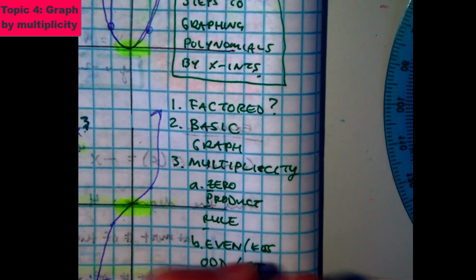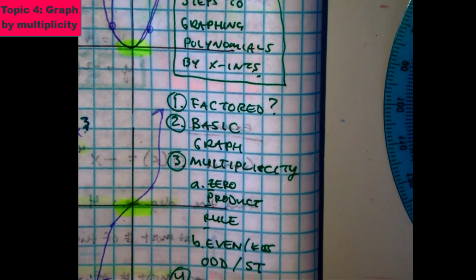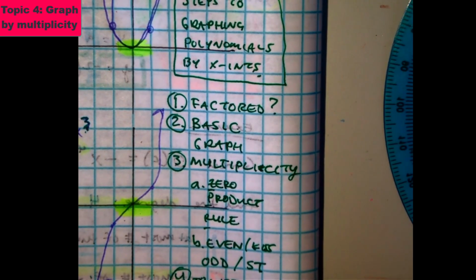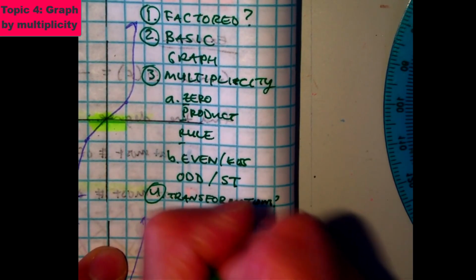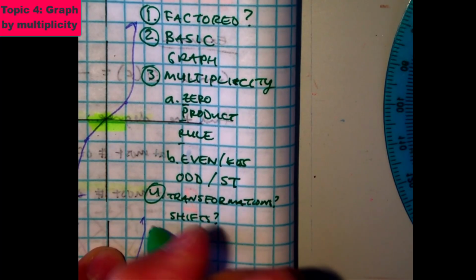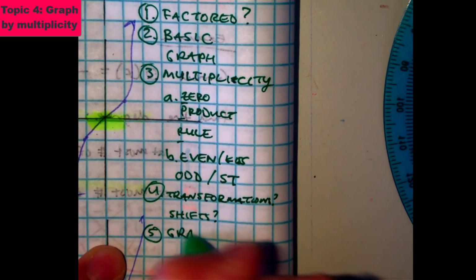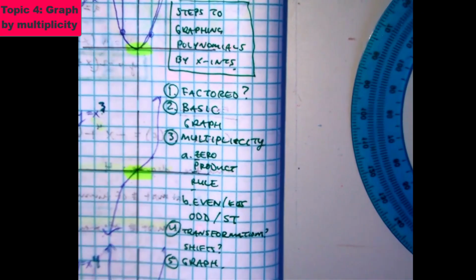And then to finish that off, we should ask some questions. Number 4, are there any transformations? You're copying this down. Or shifts. And then lastly, you're going to graph it. So here are my steps to graphing polynomials by x-intercepts.